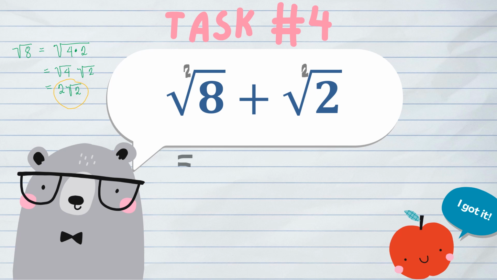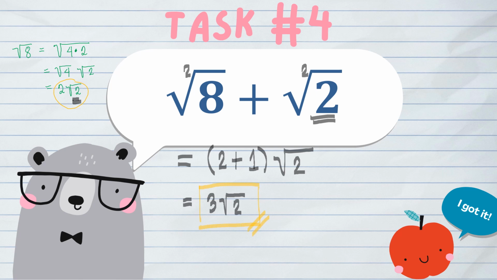So we're gonna have equals, and then the simplified form of our square root of 8 is 2 square root of 2. So we're gonna get the coefficient 2 plus the coefficient of the second radical, and that would be 1. And then simply copy the square root of 2 in here. So this one and this one, they are similar, so simply copy square root of 2. And then we're gonna have 2 plus 1, it's 3, and then square root of 2. So that means this will be our final answer, 3 square root of 2.